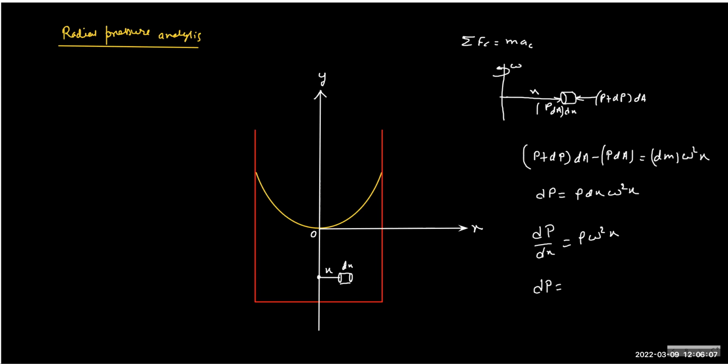So dP is rho omega square x dx, and you can integrate. So when x is 0, we can name it some value P naught. When it can be anywhere. Okay, so this is O dash. Let's make it O dash. Let's call it P O dash, that's okay. And then pressure P. Then this is the formula.